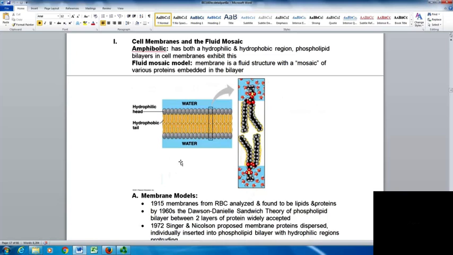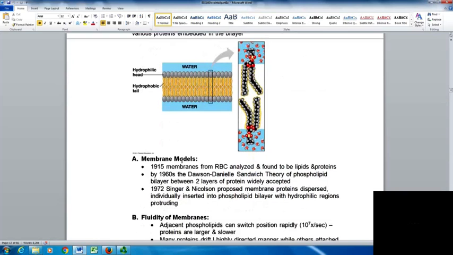Over time, there have been a couple of different membrane models. In 1950, membranes of red blood cells were analyzed and found to have lipids and proteins in them. In the 1960s, we had the Davson-Danielli sandwich theory, which said we had a phospholipid bilayer between two layers of protein, and that was widely accepted. In 1972, Singer and Nicolson proposed that membrane proteins were actually dispersed and individually inserted into the phospholipid bilayer, so you would have these hydrophilic regions protruding.